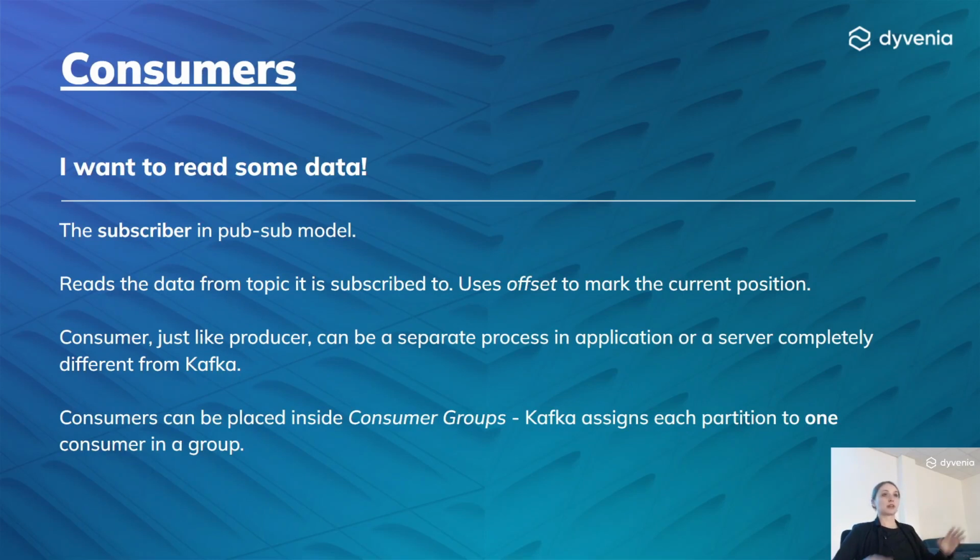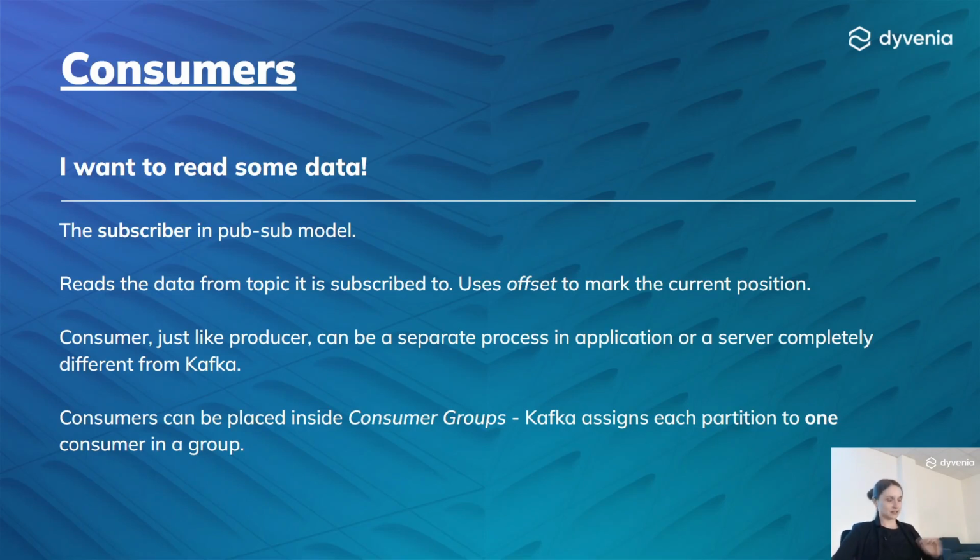Consumers, on the other hand, are the subscriber in the PubSub model. They read the data from the topic they are subscribed to. They use an offset to mark the current position in the messages. So for example, when I'm subscribed to a certain topic, I don't want to get all of the messages in history forever. I just want, for example, the ones that happened today. This is my offset. My offset is today. So I'm subscribing to a certain topic and getting the messages that happened today. The next time I'm going to get messages is tomorrow, right? And the offset moves. So I'm only getting the messages after my offset.